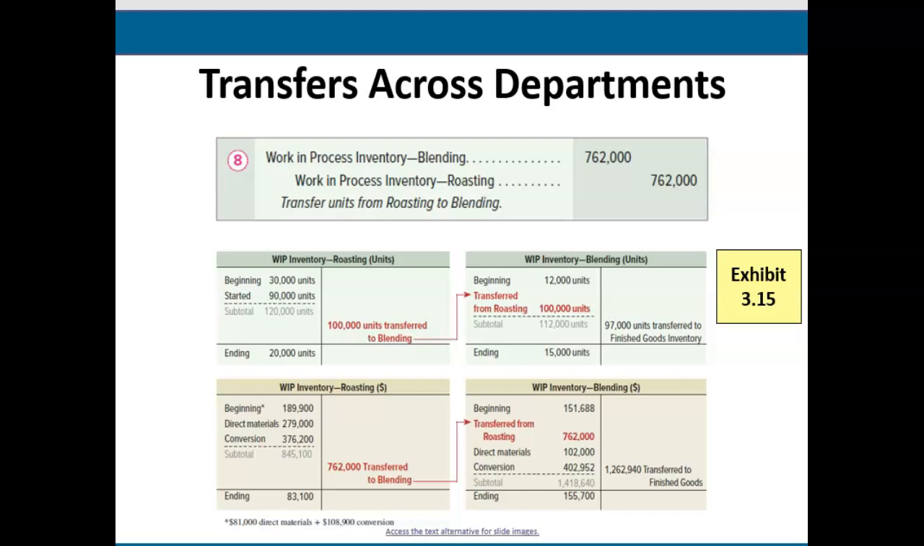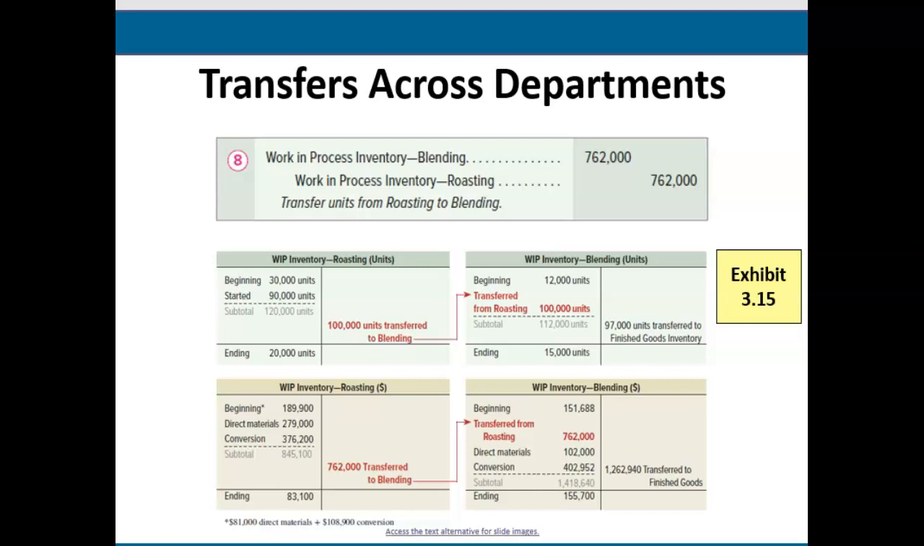So, transfers across the departments. Arrow line 8 shows the transfer of partially completed units from the roasting to the blending department. The production cost report for the roasting department, which was Exhibit 3.11, shows that the 100,000 units transferred to the blending department are assigned a cost of $762,000. The entry to record this transfer is shown here.